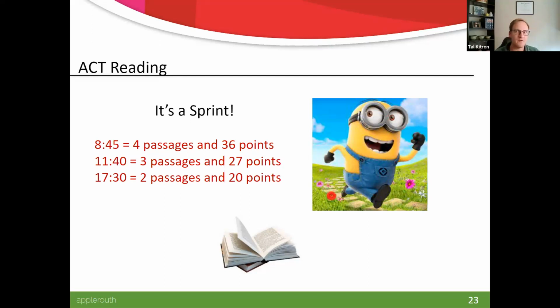This is something that's hard for people to embrace: skipping questions, skipping passages, not getting to everything. But honestly, it's on a curve. And if you recognize that and prioritize easy passages and points, you'll be ahead of the game.